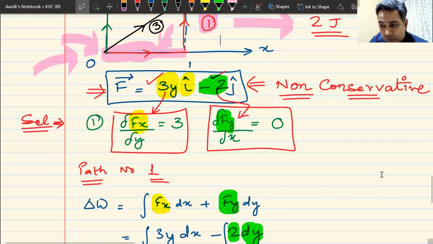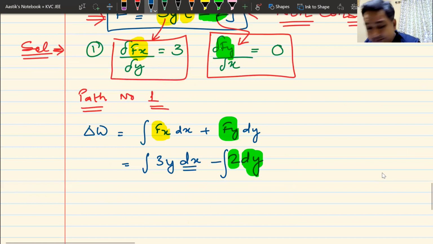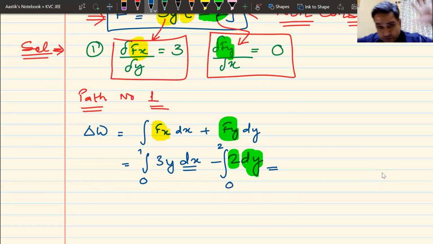Yes or no? Yes, sir. I just put the values. See here it is dx, so x has to vary from 0 to 1. Simple as that. Here it is dy, so you have to put the values of y. From where to where is y varying? 0 to 2. Do you all understand this?